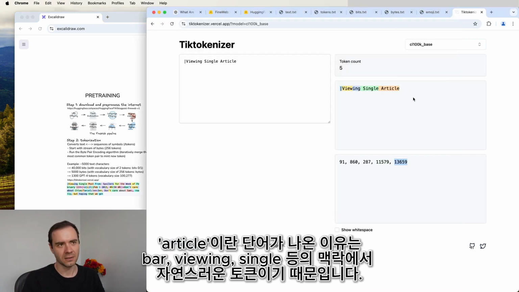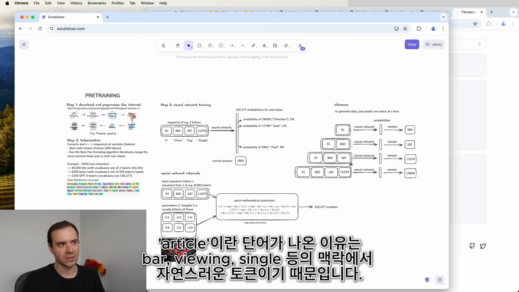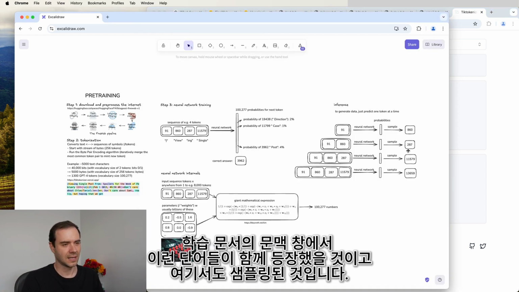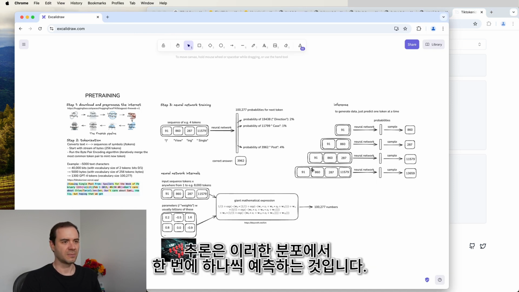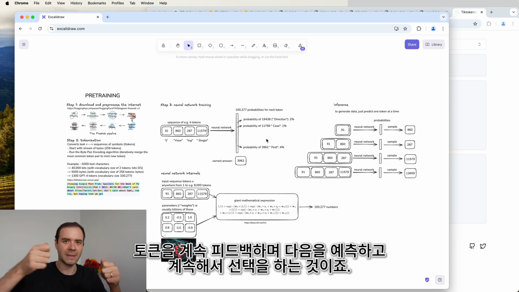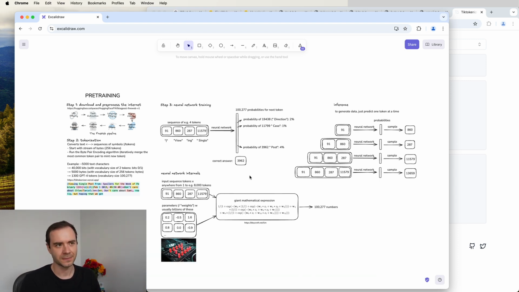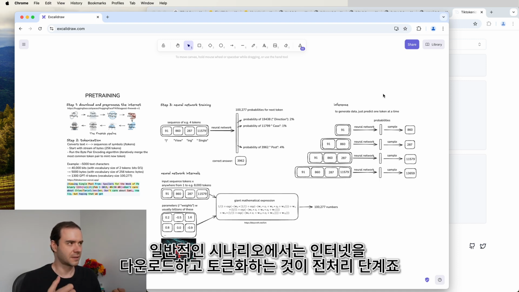And why would we get article? You might imagine that article is a relatively likely token in the context of bar, viewing, single, etc. And you can imagine that the word article followed this context window somewhere in the training documents to some extent, and we just happen to sample it here at that stage. So basically, inference is just predicting from these distributions one at a time. We continue feeding back tokens and getting the next one. And we're always flipping these coins, and depending on how lucky or unlucky we get, we might get very different kinds of patterns depending on how we sample from these probability distributions. So that's inference.